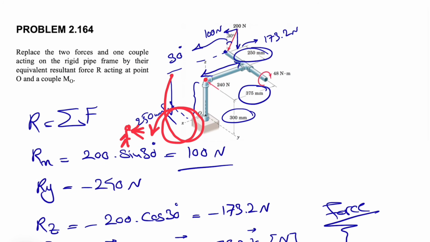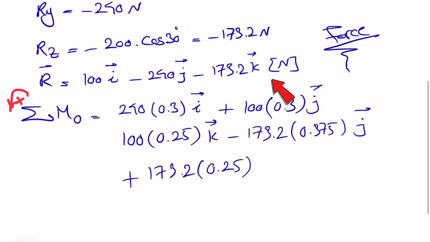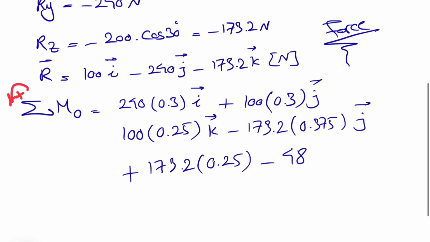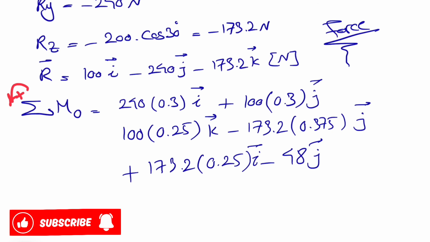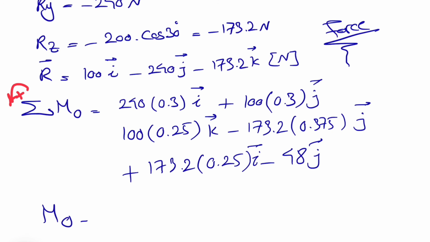So this time we have 173.2 for the force, and the distance will be the 250 millimeter that we have, or 0.25 meter. Then there is the 48 Newton meter couple that we have, and that would be the last moment that we have. Since this is about the y-axis and the direction is clockwise, we will have a negative sign for the 48. And that's pretty much all the moments that we have in here.